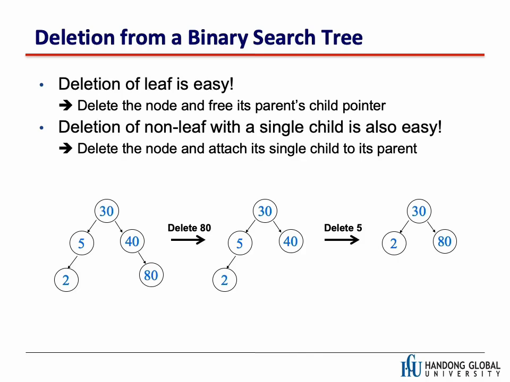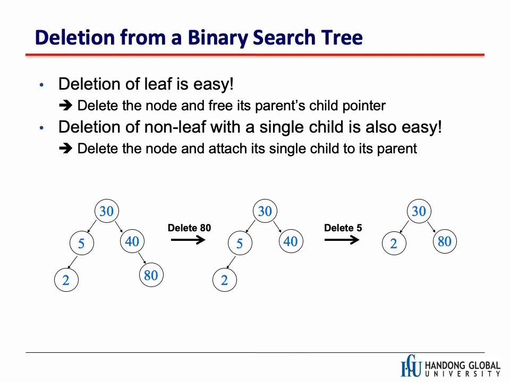The keys of the left subtree should be smaller than the parent key. So all the nodes on the left side are smaller than the root key. So 2 can be the left child of 30. What if we have a 7 instead of 2? Instead of 2, what if we have a 7 as a right child of 5?